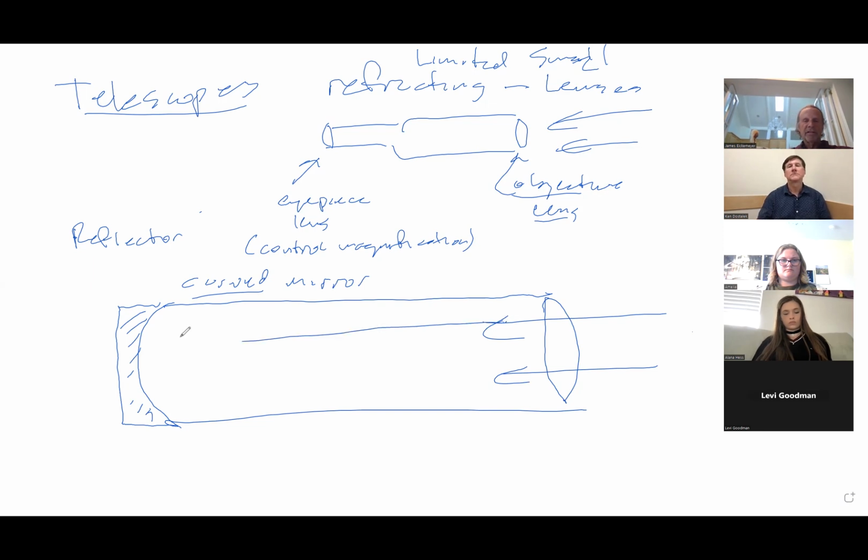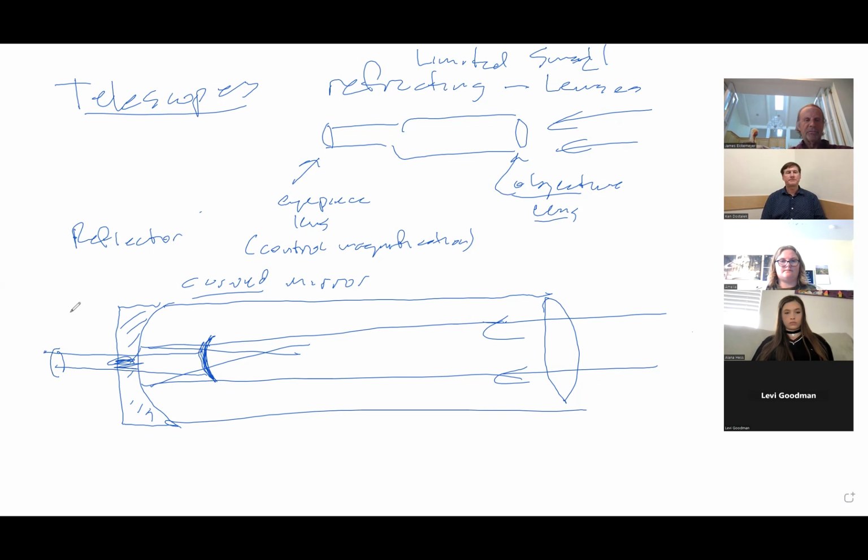So the light comes in like this, and normally that light in a parabolic mirror would be brought to a point of focus. But before it gets to a point of focus, you have a second lens, or in this case, a mirror, a curved mirror that can bring the light out to a point that's outside of the telescope. There's a little hole here so that the light can go through, and then here you still have a lens. So this is your eyepiece lens.